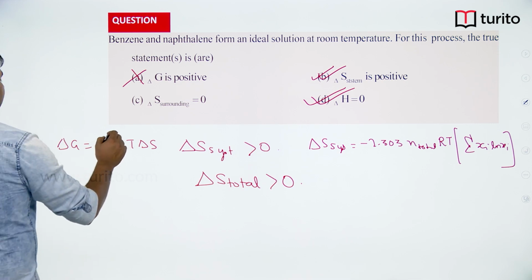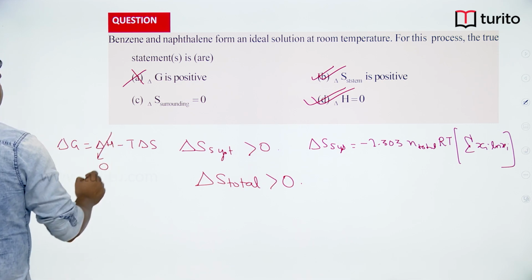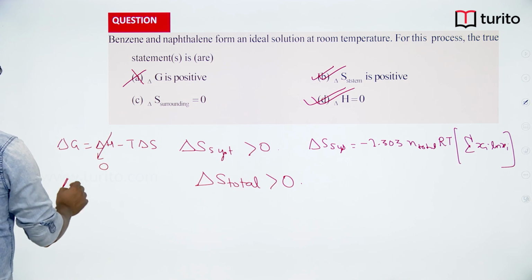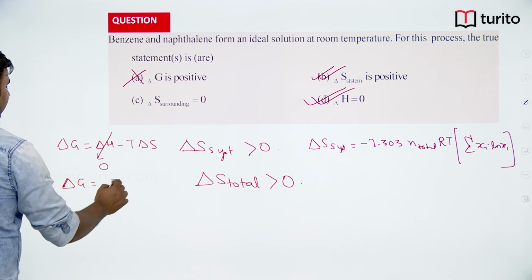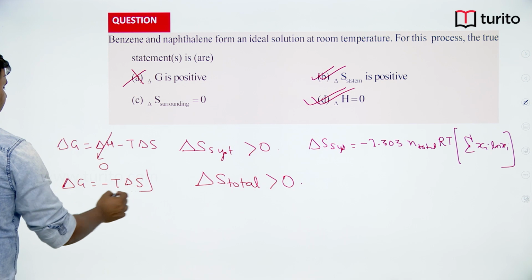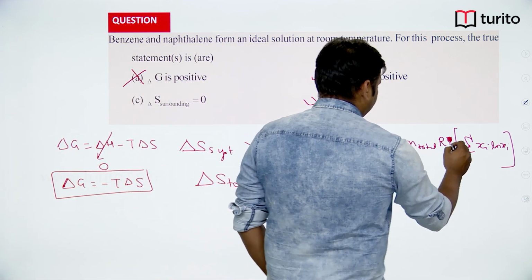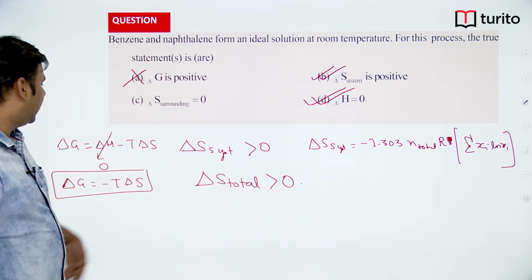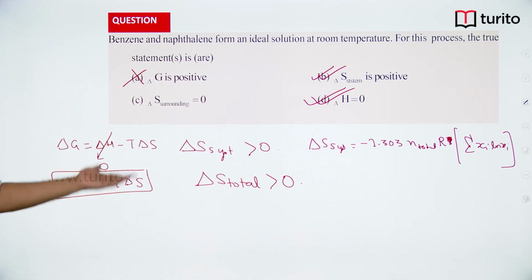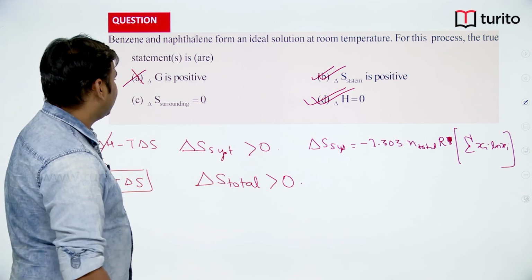Okay, so we know that delta H is 0, so delta G becomes minus T into delta S. There is no T term over here. Because delta S system was positive, delta G has to be negative. Now what about delta S surrounding?